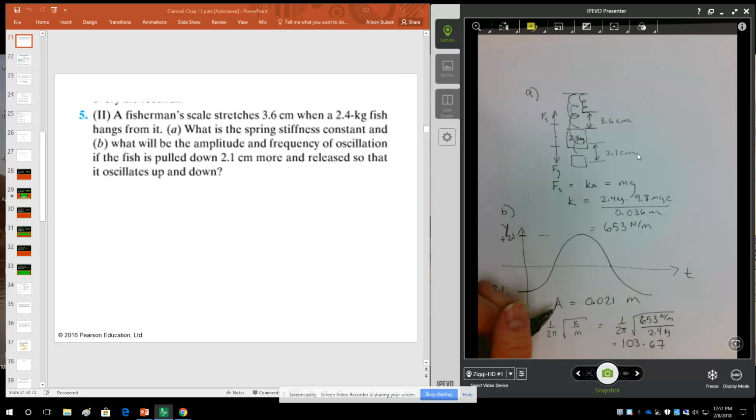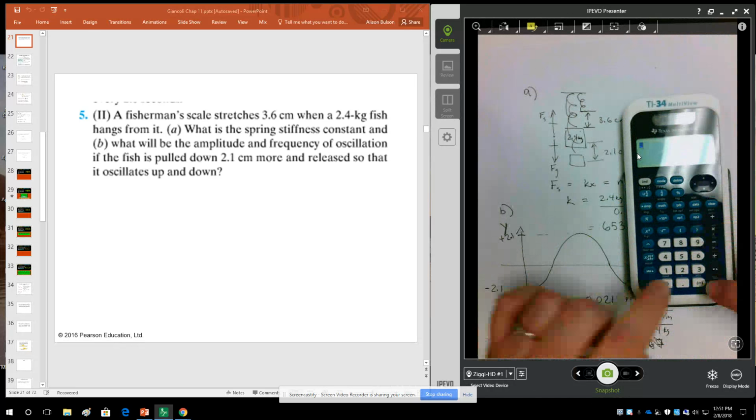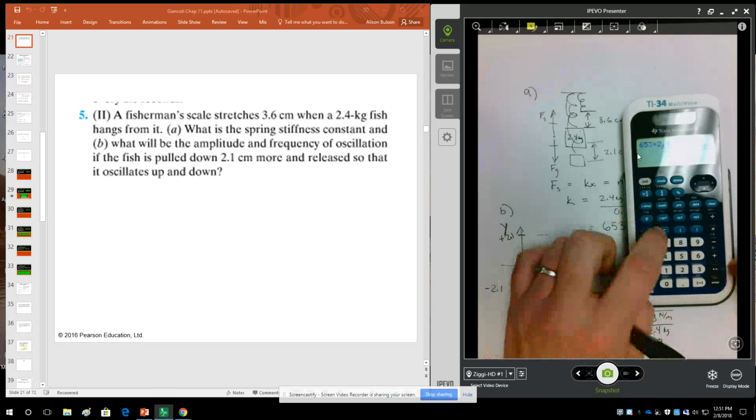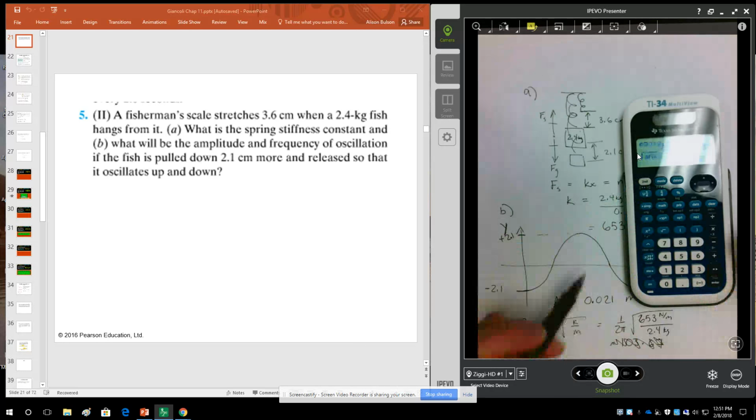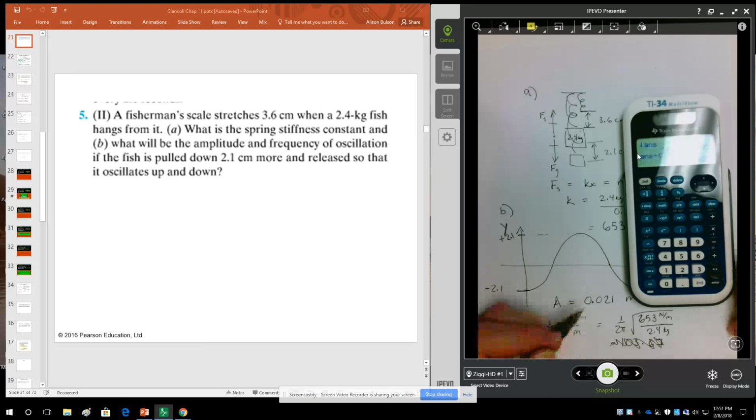Maybe you should be checking my work, and you can see my calculator here with some serious glare from the overhead lights. But 653 divided by 2.4, and then I take the square root of that. Okay, so 16.49. That's this term right here. But I need to divide by 2 pi, not multiply by 2 pi. Where did pi go? There it is. So that's a much more reasonable answer. The frequency is 2.625, so 2.63 oscillations per second.